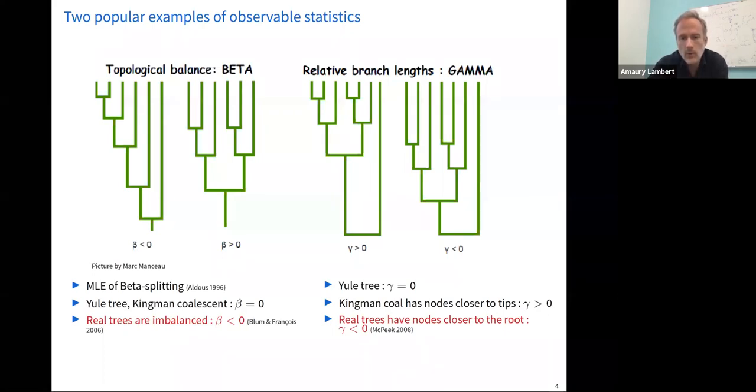Gamma is a measure of relative branch length. It's positive for trees which have nodes close to the tips, and it's negative for trees which have nodes close to the root. So the Kingman coalescent has nodes closer to the tips, so it has a positive gamma. The Yule tree has a 0 gamma, and as you can see in red, real trees are known to have a negative beta, so more imbalanced than what is predicted from neutral models, and negative gamma, which is different from the Kingman coalescent.